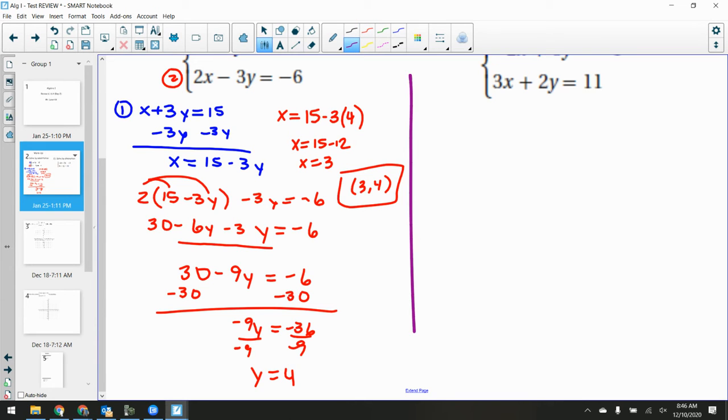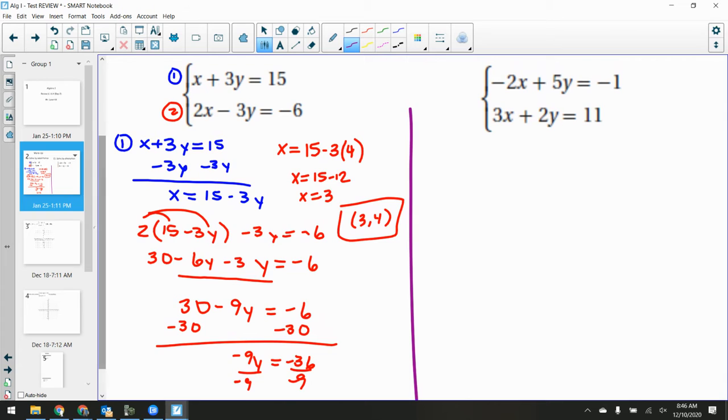All right, let's take a look at the next one here. The next one says solve by elimination.